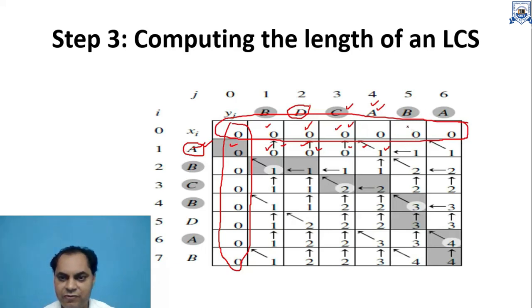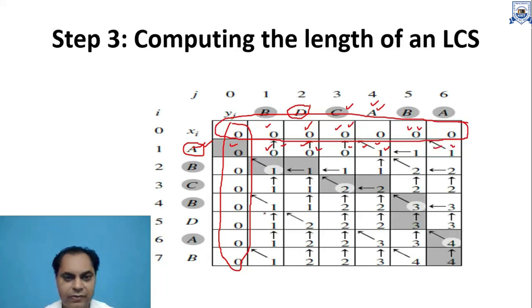We have to compare two values, this value and this value. This time, this left value is greater, so we will use here the appropriate arrow. Okay. Now again compare this with A. This with this A. Both are equal. That means we have to use diagonal value plus 1. So diagonal value is 0, plus 1 is 1, and the appropriate arrow, that diagonal arrow.